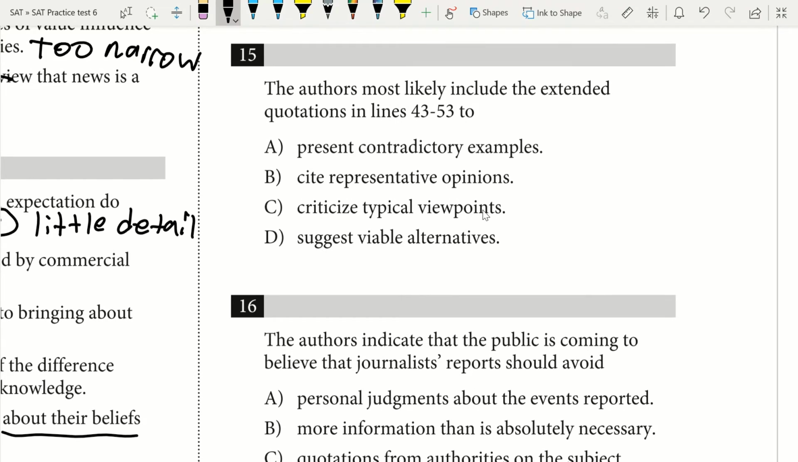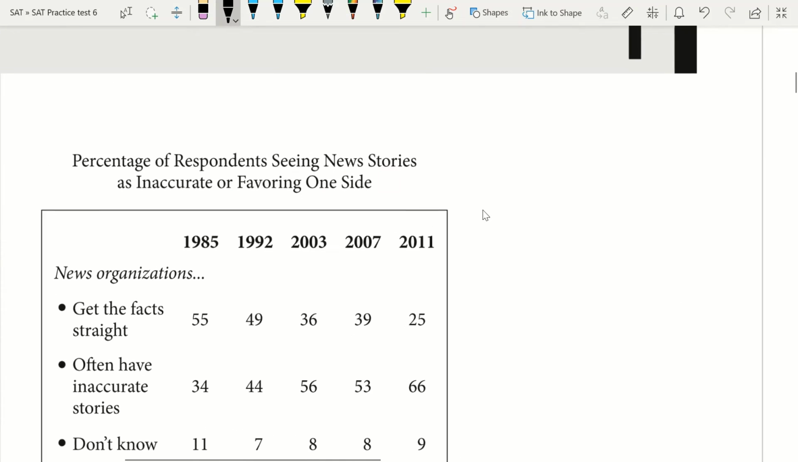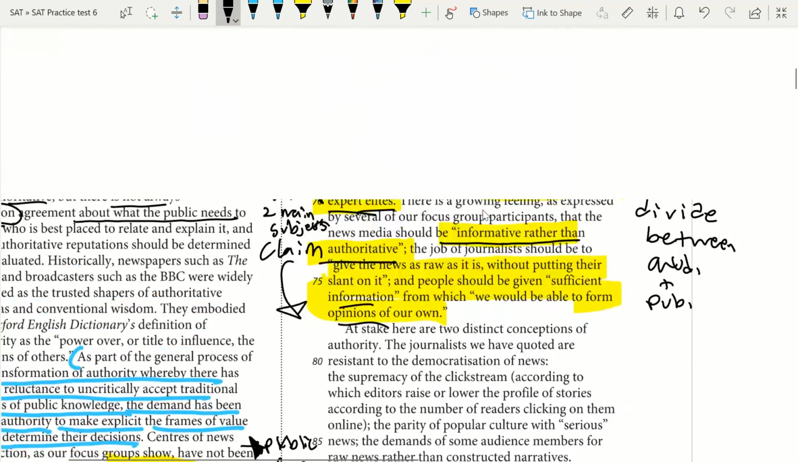All right, 15, the author most likely includes the extended quotations in lines 43 to 55 to do what? This is a purpose question. Okay, what is the purpose of including those lines? So this is a purpose question asking us the purpose of including lines 43 to 53. What is it doing? Why is the author including it? So let's go take a look at those.